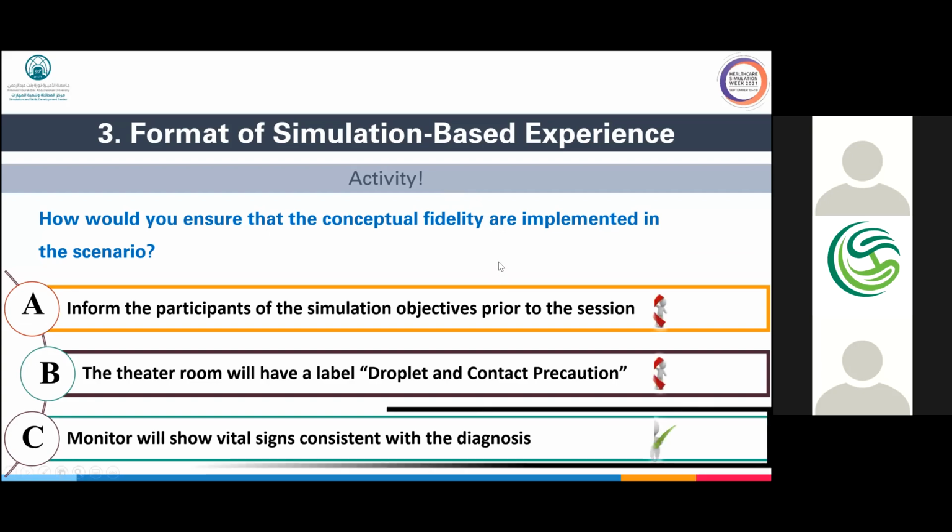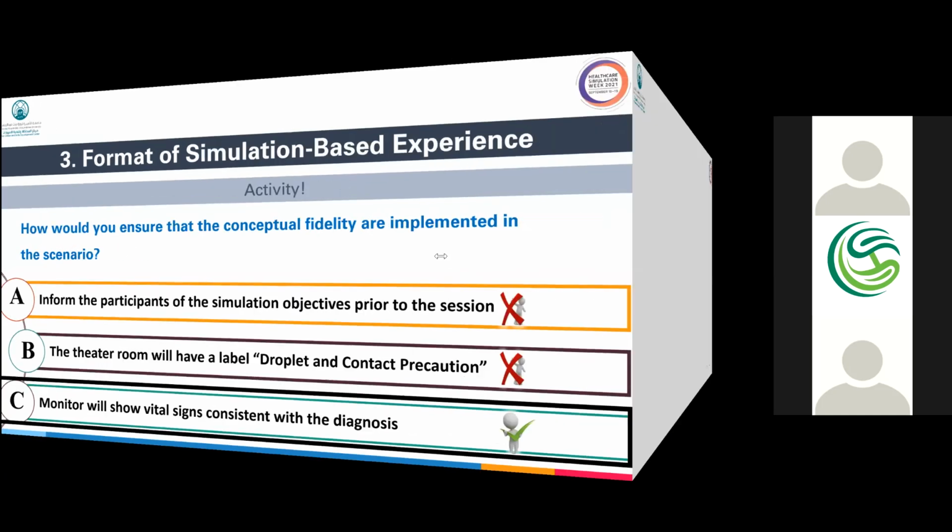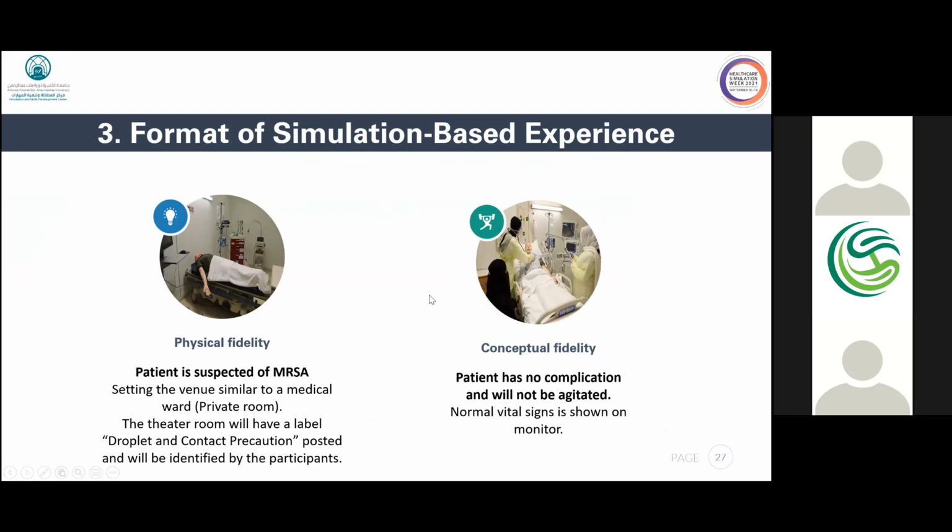Okay, so the answer is C, which is the monitor will show vital signs consistent with the diagnosis. So a brief explanation about why we chose those answers. For the physical fidelity, which is the first answer, it shows the droplet and contact precautions. We are dealing with the physical environment of the scenario. The scenario is a patient suspected of MRSA.